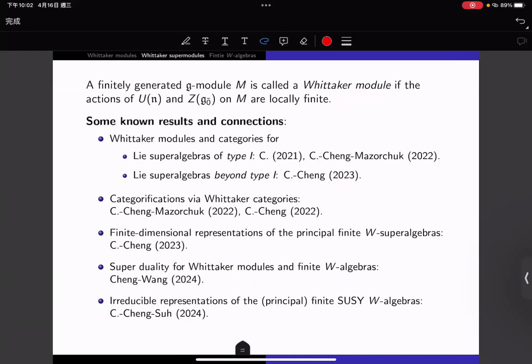Now for Lie superalgebras, the Whittaker module can be defined in a similar fashion. A finitely generated g-module is called a Whittaker module if the action of U(n) and the even center, the center of the universal enveloping algebra of the even part, are locally finite. So for a Whittaker module, we have three conditions: finitely generated, U(n) locally finite, and even center locally finite. This is our definition of Whittaker modules.